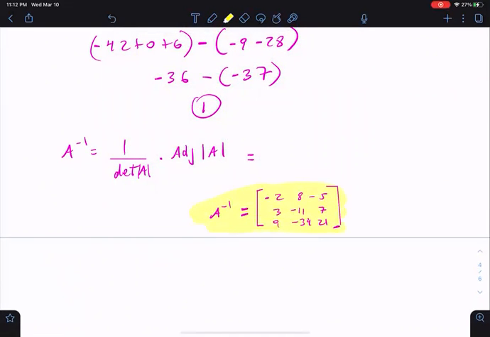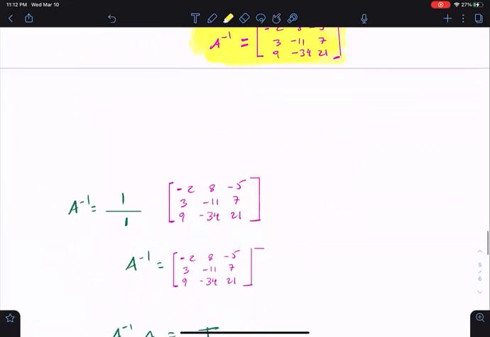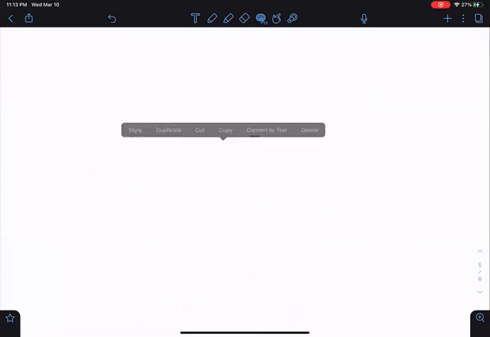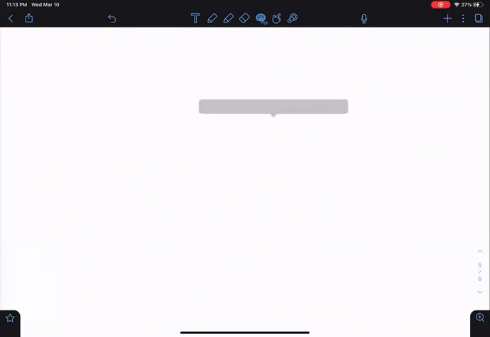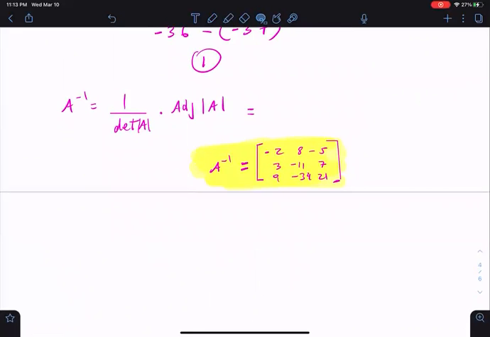This is the answer. Now, how do I check if I'm right or wrong? You have to multiply A times the A inverse, right? So let's check that. We have to use the dot product to check, and we have to make sure that the dimensions match. If they don't match, then we have a problem.